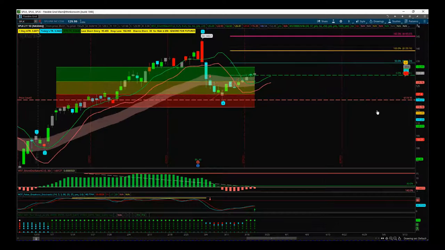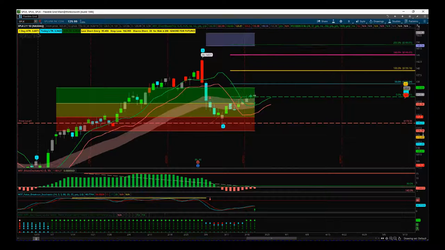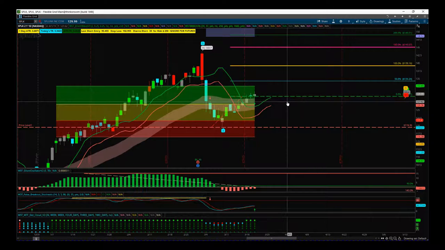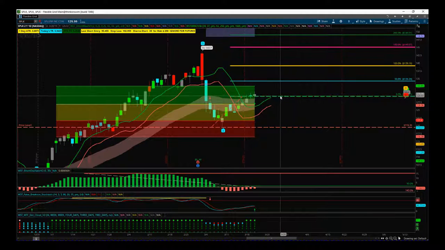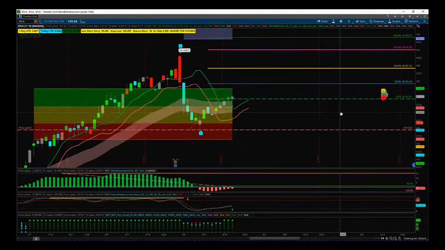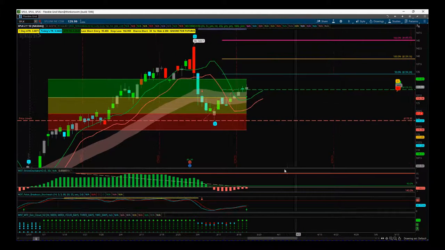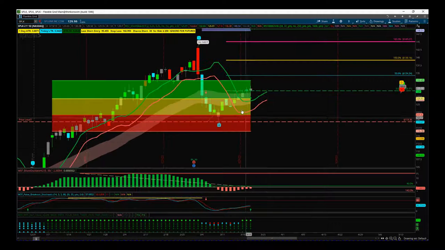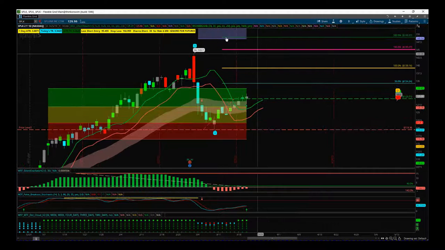SPLK, pretty much indecision there. Low volume again, close slightly above the open. Indecision doji, low volume, but we are slightly above the entry for this trade. I think we just need another catalyst with this, and this should push back up on this fifth wave move.